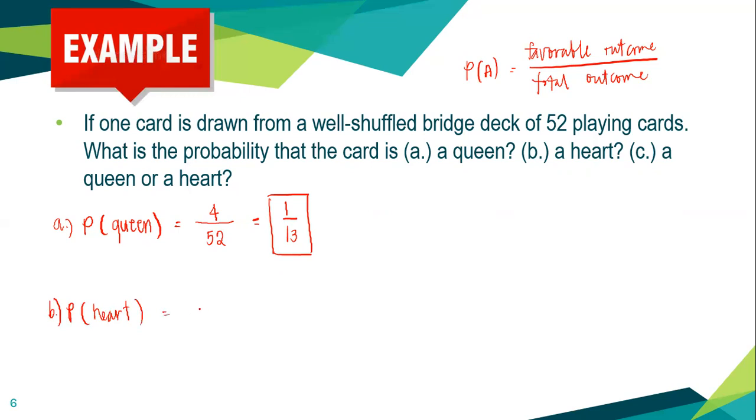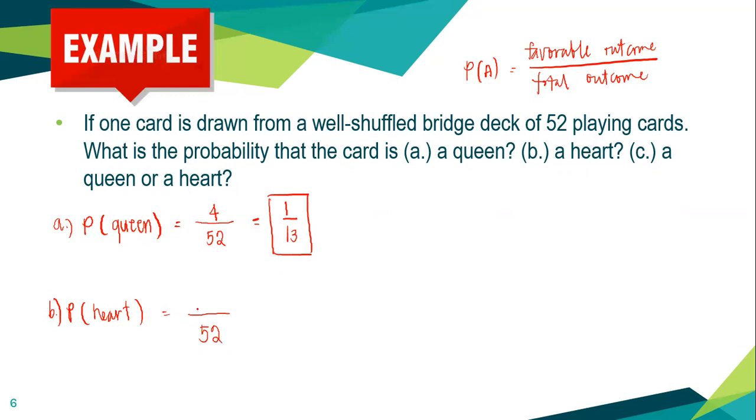Heart naman ang gustong malaman. Nagbago ba yung total number of cards? Hindi naman, tama? 52 pa rin. So gagamitin natin for the total outcome or denominator is still 52. How many hearts are there in the cards? Ilang heart ba ang meron tayo?